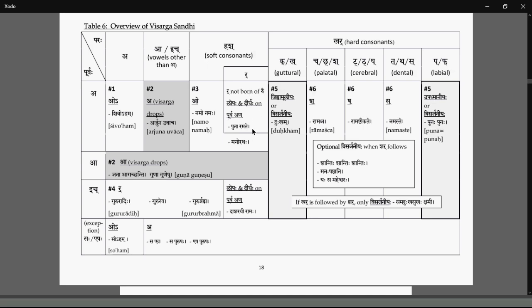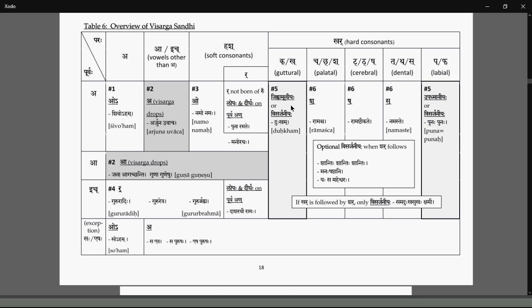Anyway, I'll skip this rule. This rule is a little tricky and not seen so much. Then ka, kha, cha, chha, sha, ta, tha, sha, tha, sa, pa, pha. These are the divisions made, and that's how the Visarga changes.